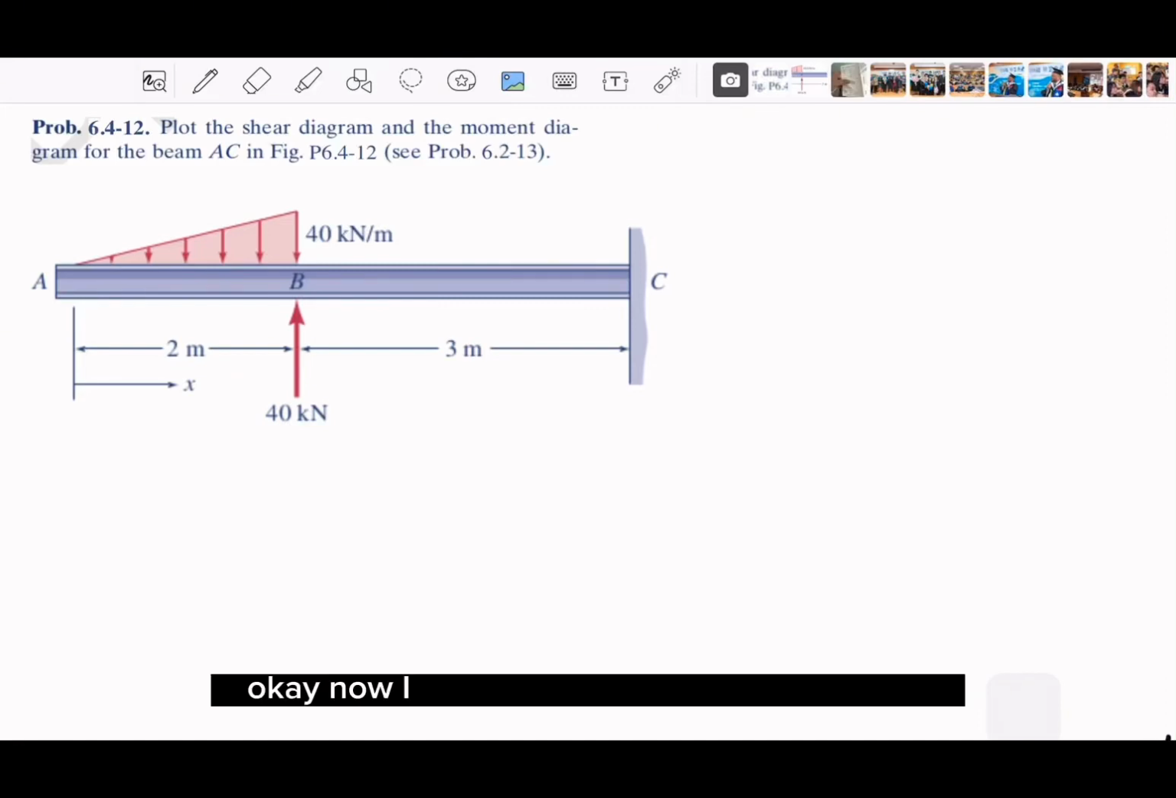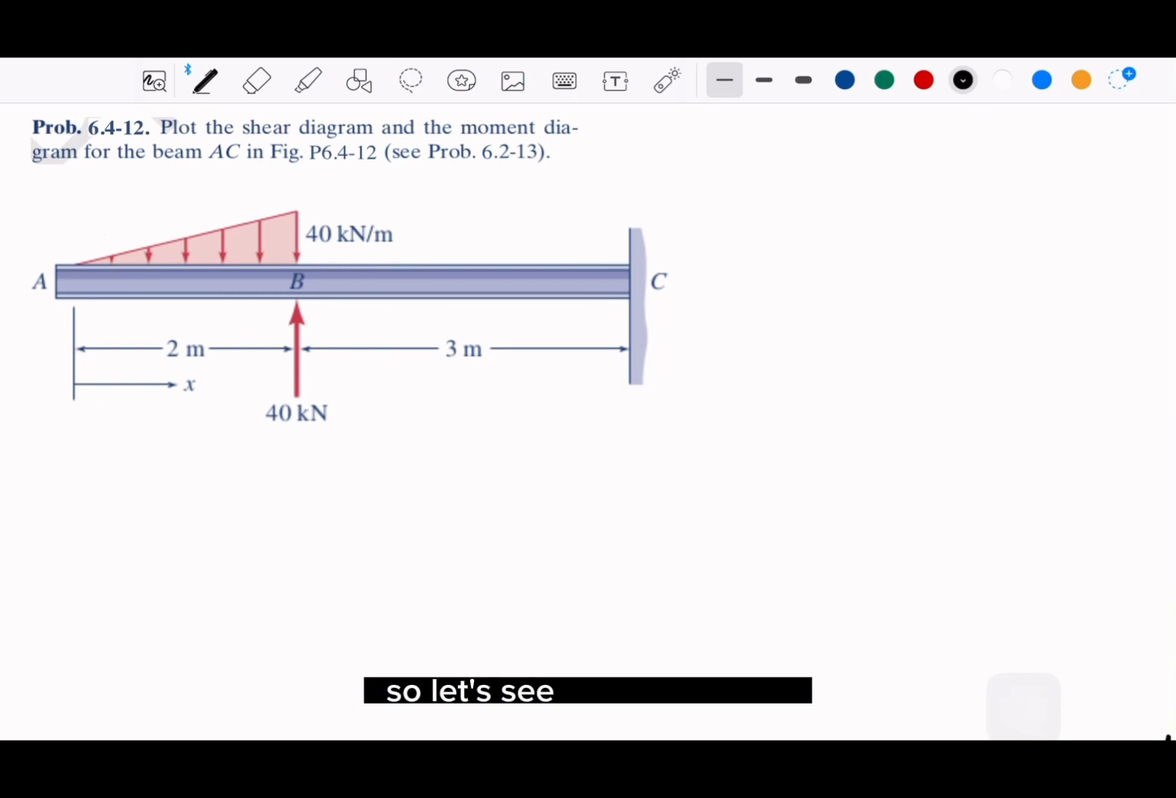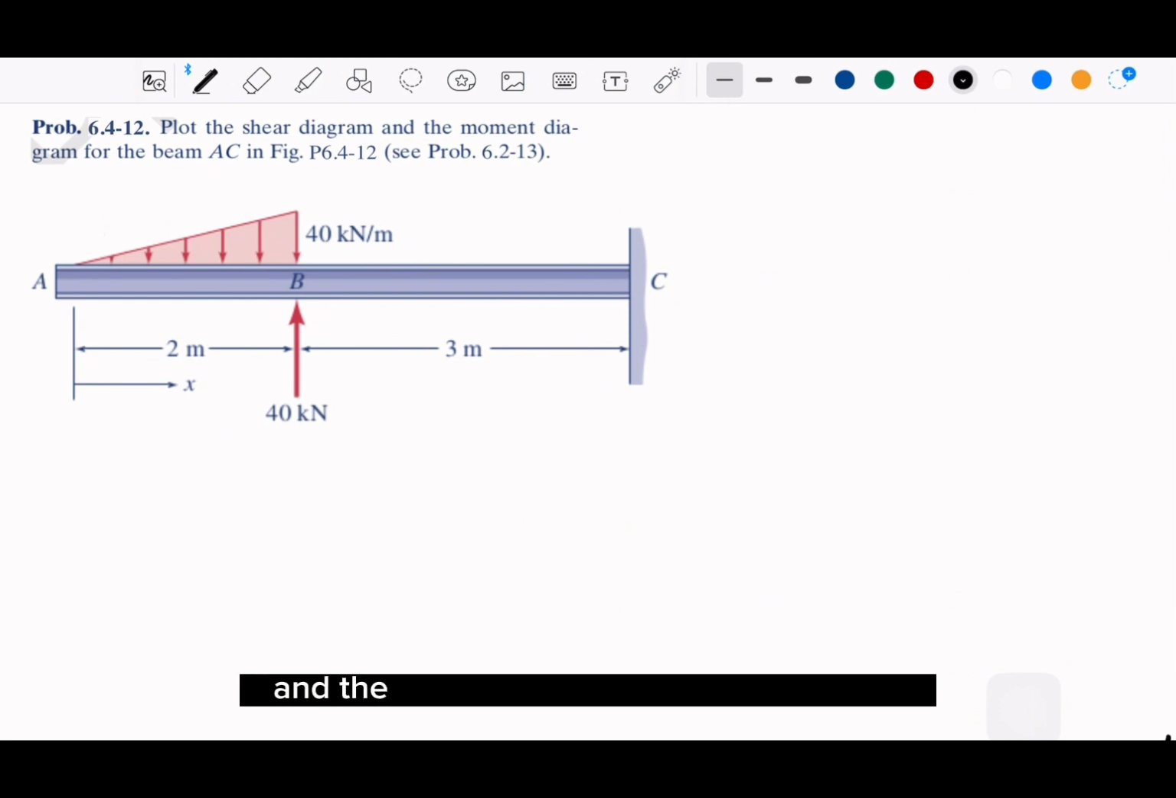Okay, now I would like to add some notes, and I hope this can help you for further studying the mechanics of materials for finals preparation. So let's see these numbers. Problem 6.4.12. You need to plot the shear diagram and the moment diagram for the beam AC, as we can see in this figure. I also attached the same problem to your exercise so you could check those questions.